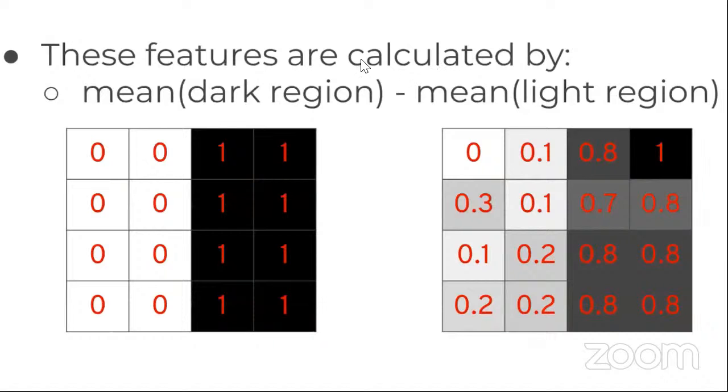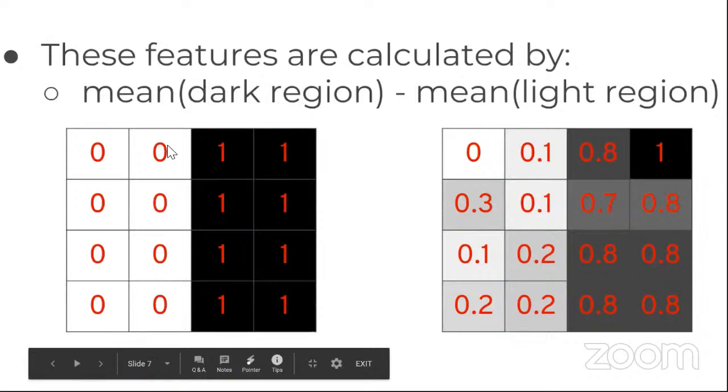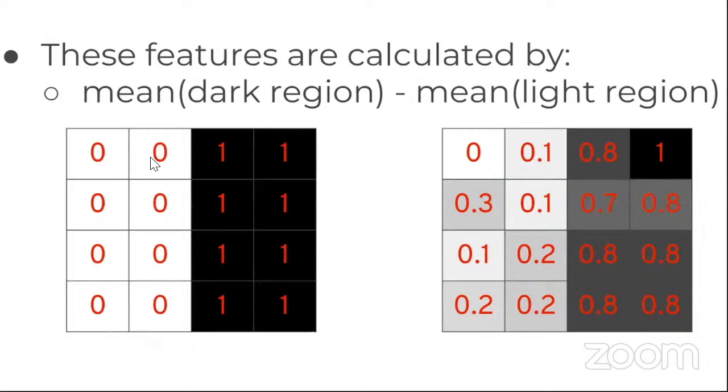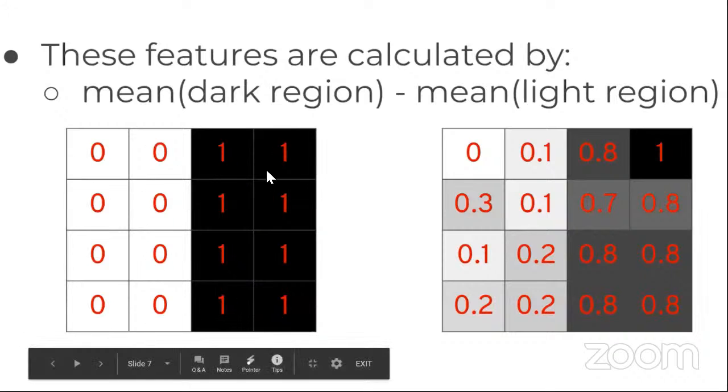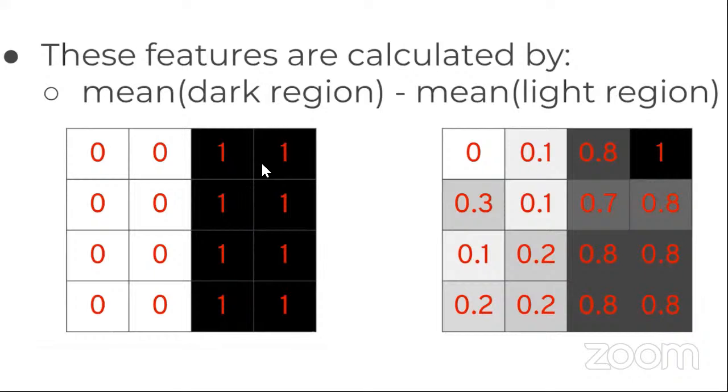In this slide you can see that the realistic image is on the right hand side, and this is our ideal image. In this, you can easily detect the edge over here. As you can see, there is a clear distinction between the black part and the white area in the image. For calculating the features, we will take the mean of the dark region. The mean of this is 1 and the mean of this is 0, and if we subtract both of these, you will get 1 as a feature.